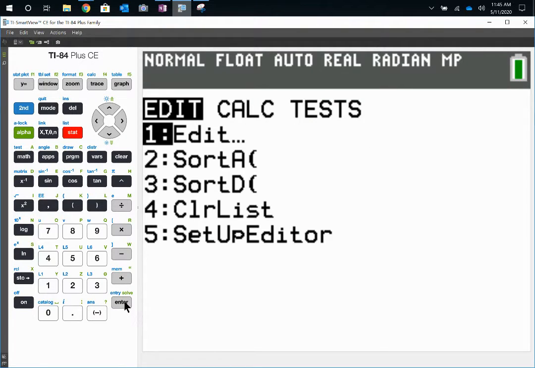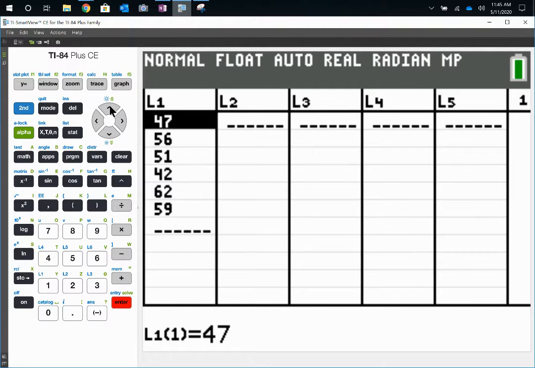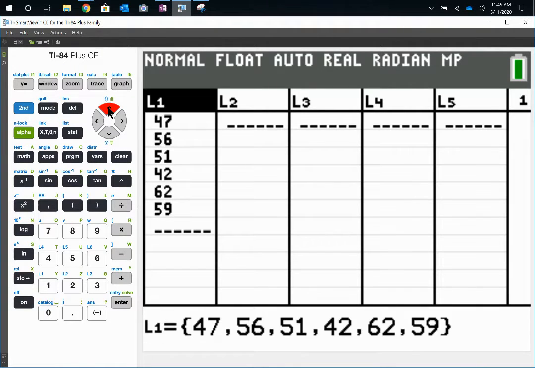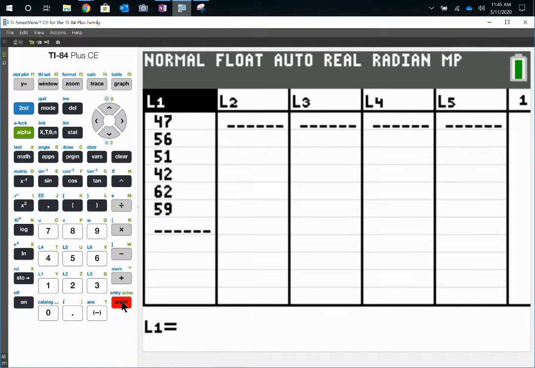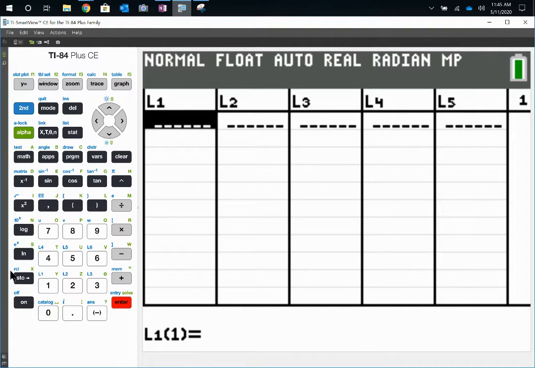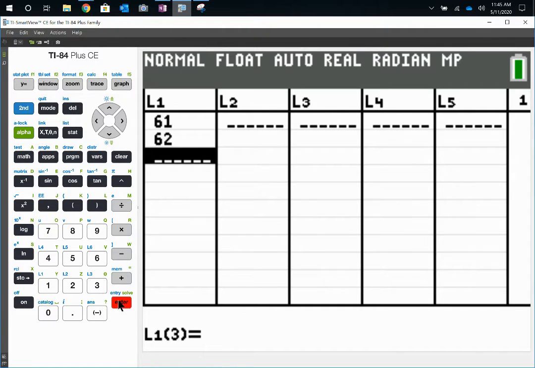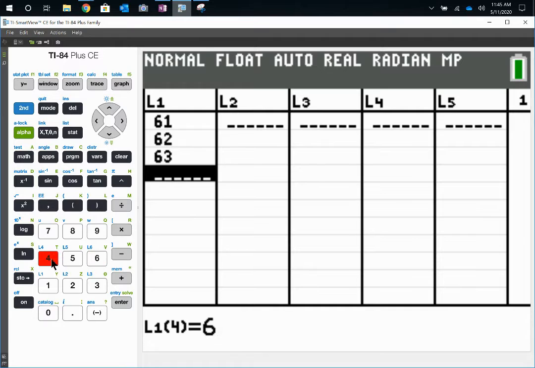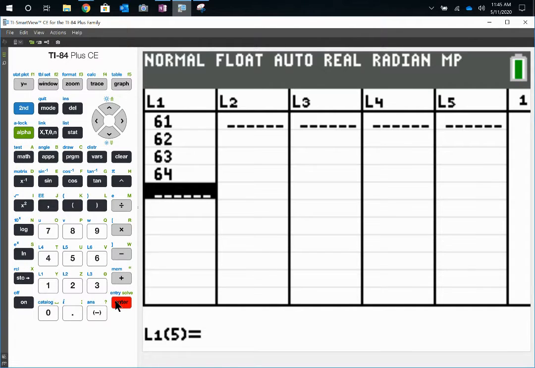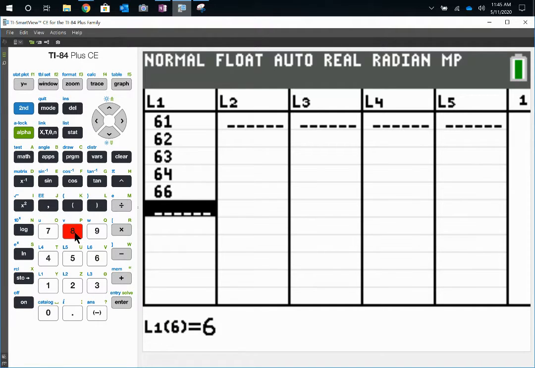Stat, Edit. So I have some data in there from a previous problem, I'm going to go up, clear it, and press enter to get rid of it. And then I'm going to put in the new set of data, 61, 62, 63, 64, 66, and 68.